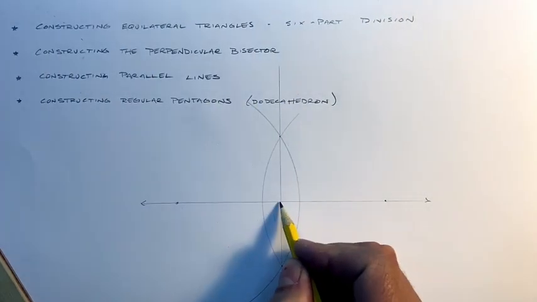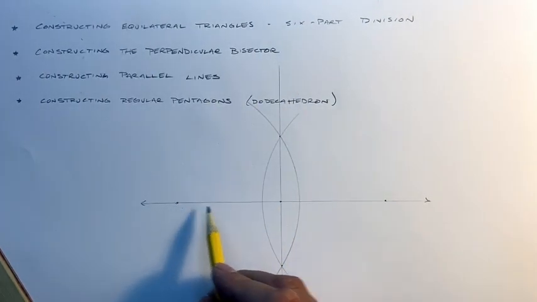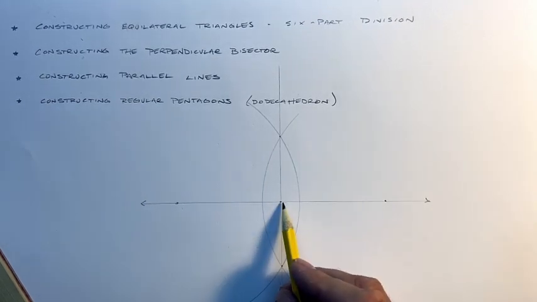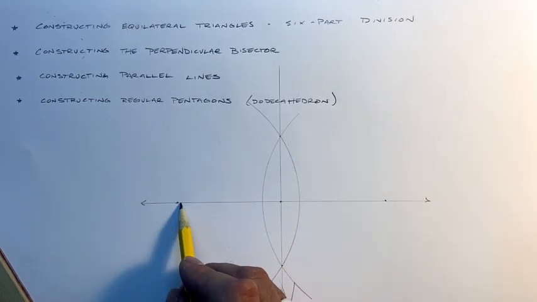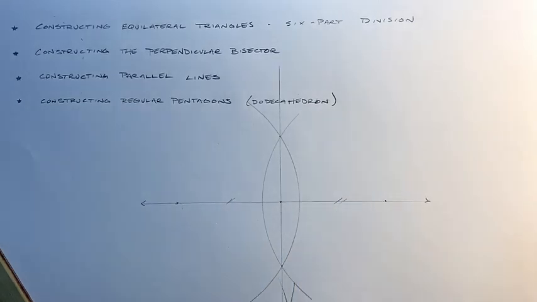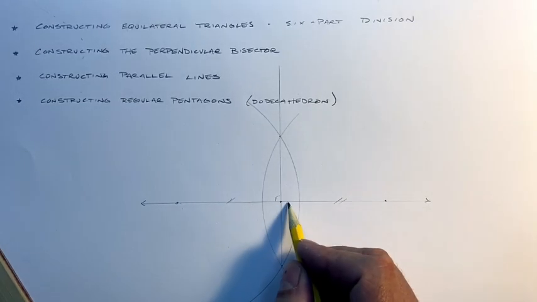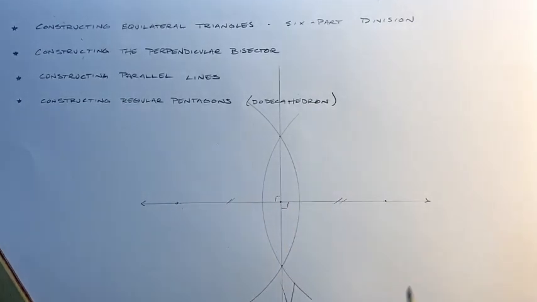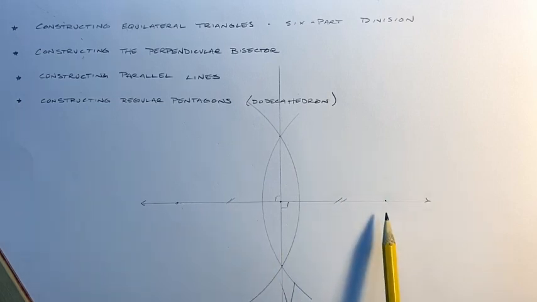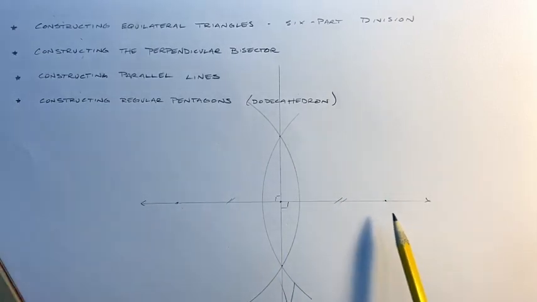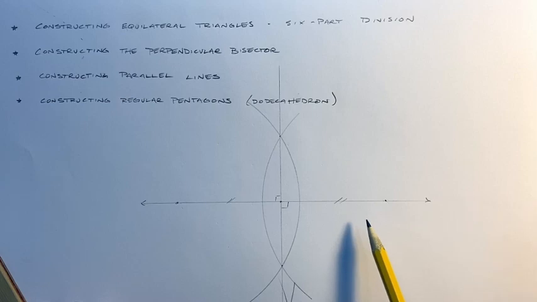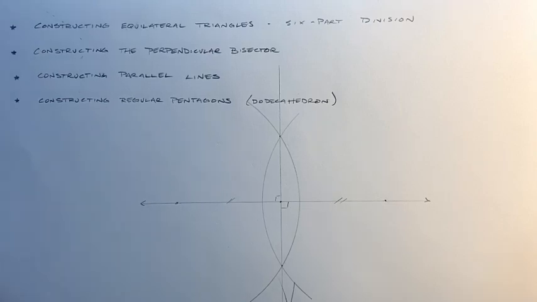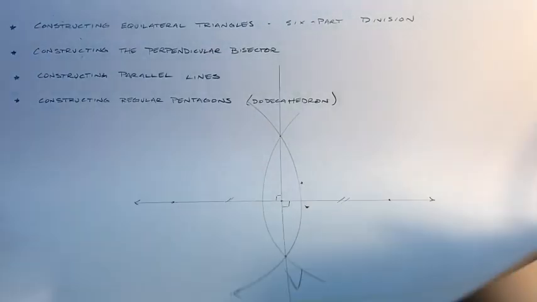And this has now created a bisection of this segment. This segment and this segment are now equal. And it has created 4 90-degree angles. Using this construction, students are able to divide any segment that they have into 2 equal parts and also to create 90-degree angles. Very important when constructing the cube. The next construction will be constructing parallel lines.